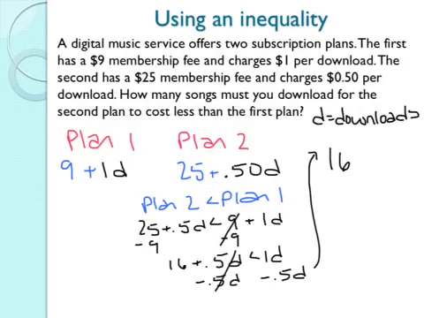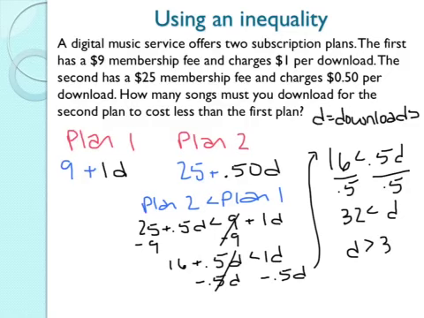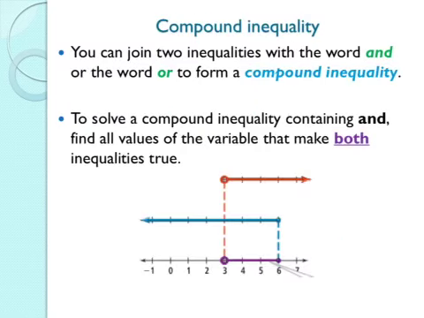So I get 16 is less than 0.5D. Dividing each side by 0.5. Dividing by 0.5 is the same as dividing by a half, which is the same as multiplying by 2. So that's 32 is less than D, which means D has to be greater than 32. So I must download more than 32 songs, which means I actually have to download 33 in order to get my money's worth.